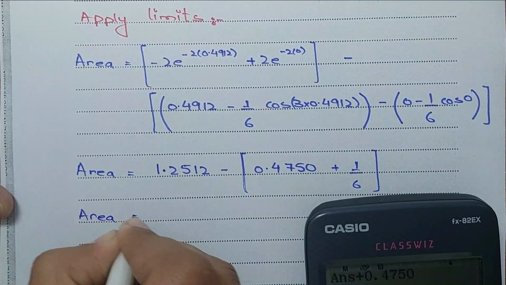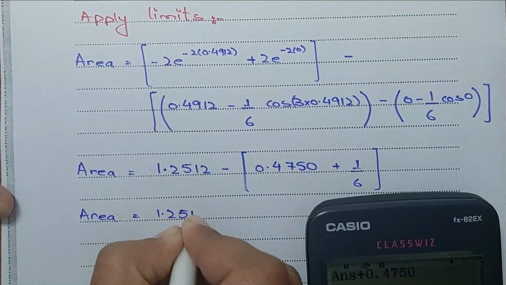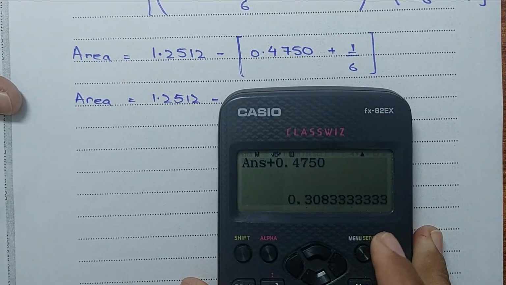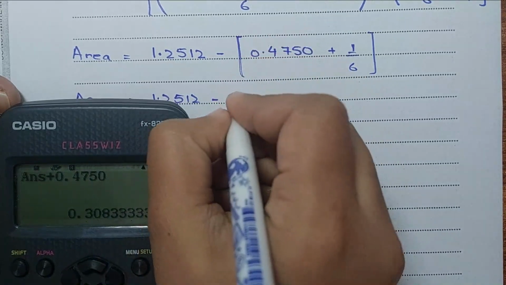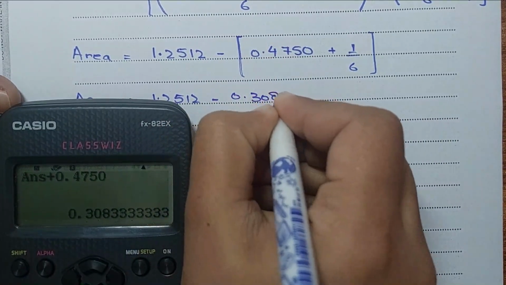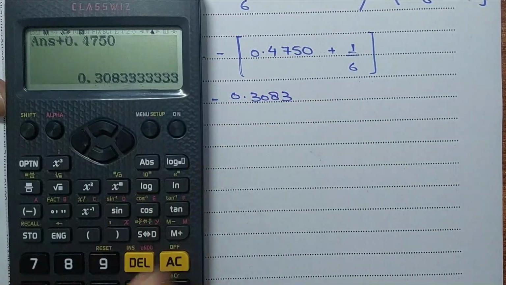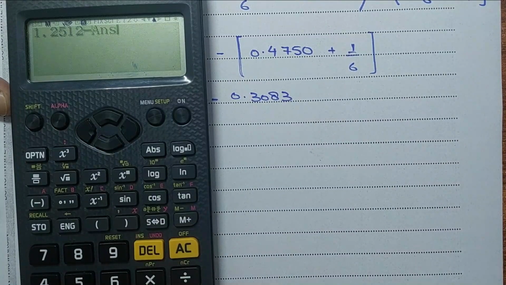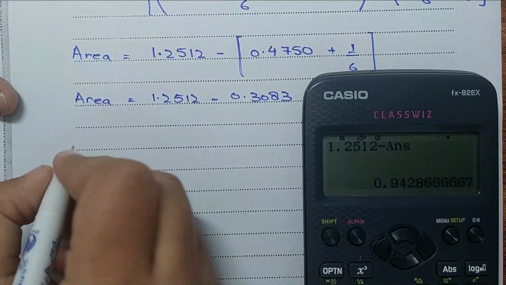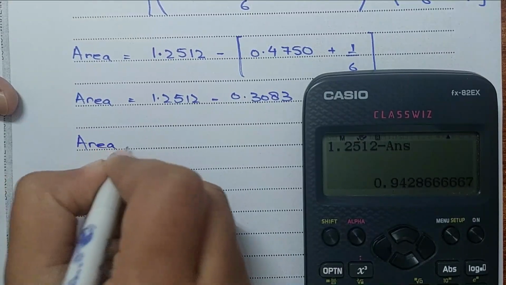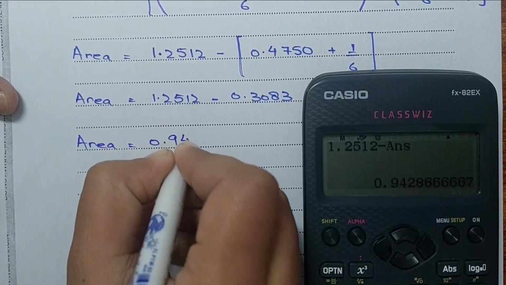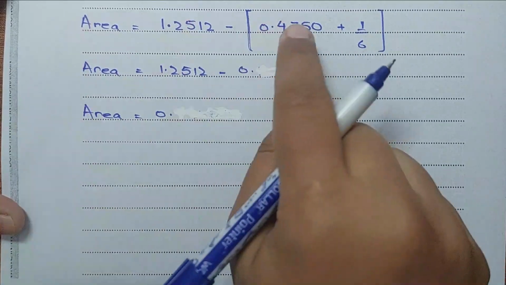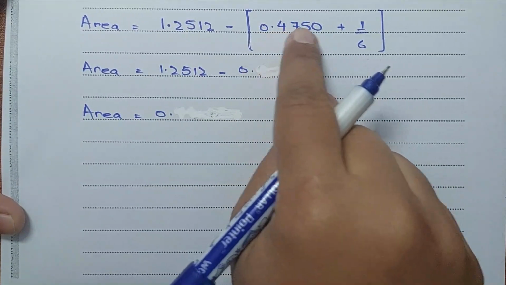So area is 1.2512, and subtract this much, 0.3083. Okay, 1.2512, subtract answer. So area is 0.942866. Sorry, I made a mistake in this part.